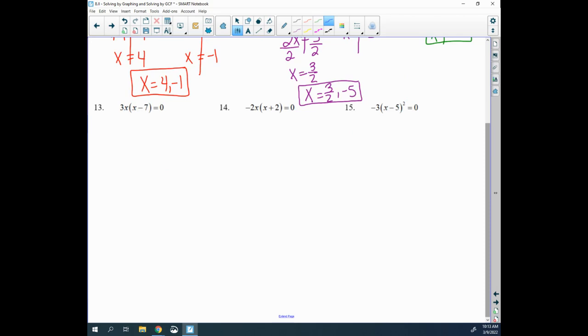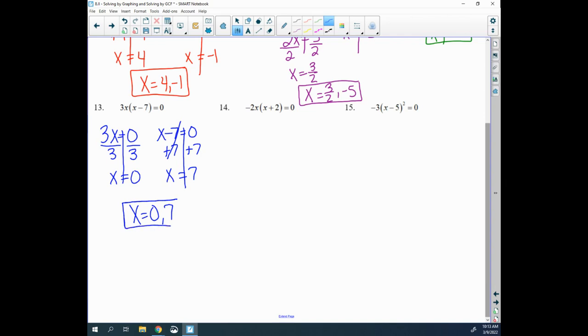All right, let's try 13. So take each factor, set it equal to 0. One of those is 0, or both. How do you undo multiplying by 3? Divide. All right, what is 0 divided by any number? 0. All right, over here to undo subtracting 7, we're going to add 7. And our final answer is that x can be 0 or 7, either one, or both.